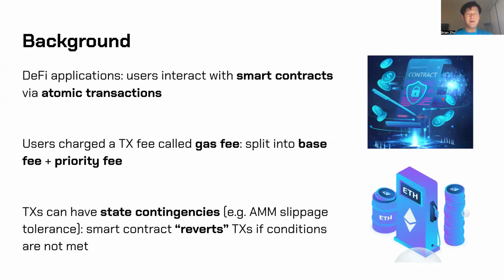So, DeFi applications are applications where users interact with smart contracts through atomic transactions. And these users are charged a transaction fee by the blockchain that's called the gas fee. This gas fee is typically split into base fee and priority fee components. And the important thing is that transactions can have state contingencies. For example, for an AMM transaction, you can set a slippage tolerance, and the smart contract, in this case the AMM, will revert the transaction if the conditions are not met.